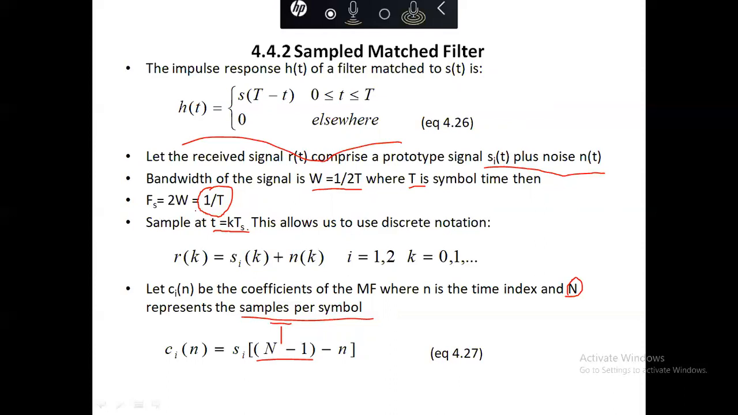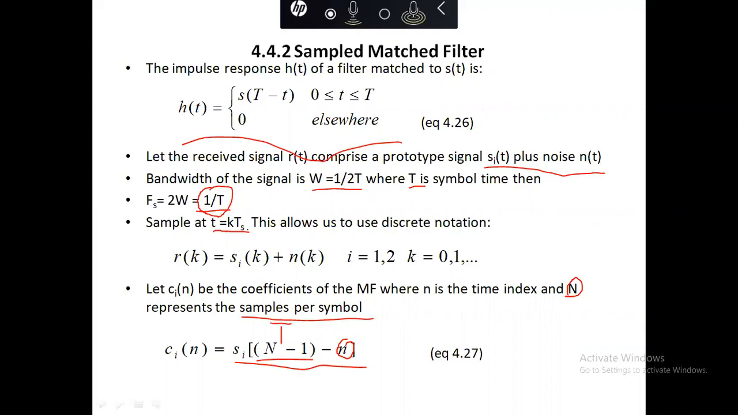But we are sampling at a rate of 1 by t. So you have seen in my previous lecture that the symbol duration is t, and we have the subsequent sinc pulses. So what we are taking is the samples for the current symbol, and the values of the other symbols at these instants are zero. So this is the t symbol, and n is the timestamp. It is a function of the time series.